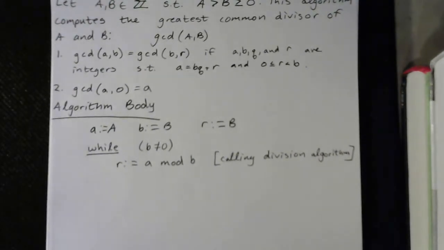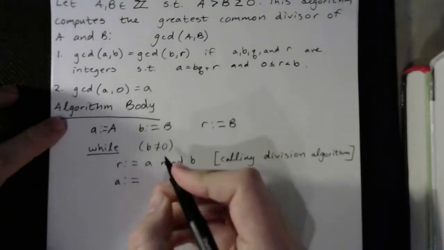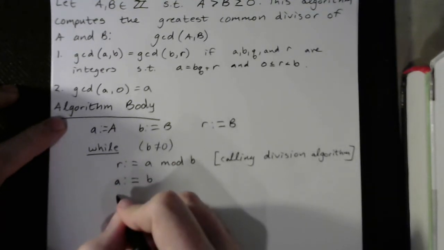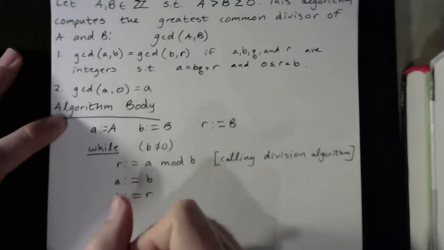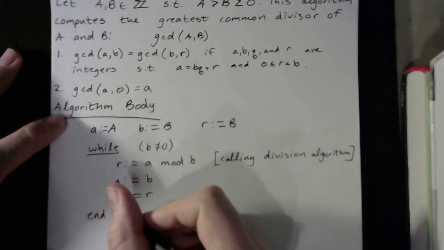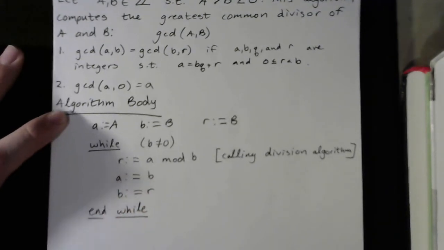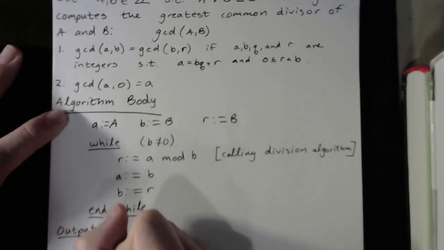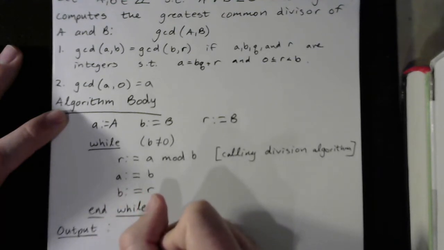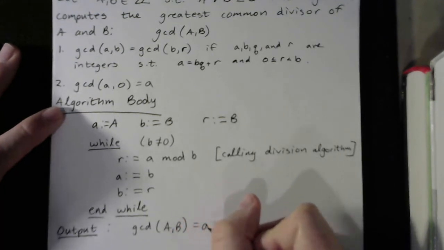Now, most programming languages, if I'm correct here, can do the mod function, or there's a mod function that's built off the division algorithm. A gets defined as little b, and little b gets redefined as r. And then we end our while loop, and our output is the GCD of A and B, which equals little a now.